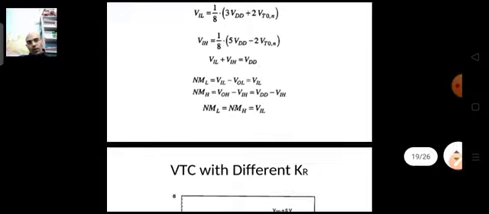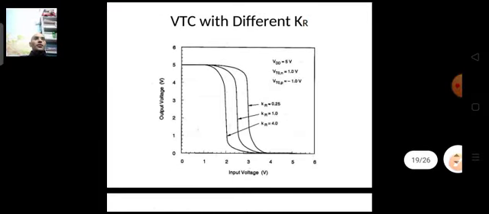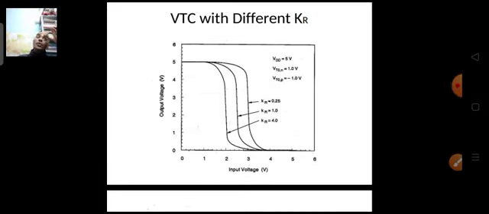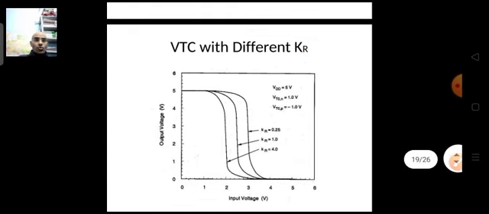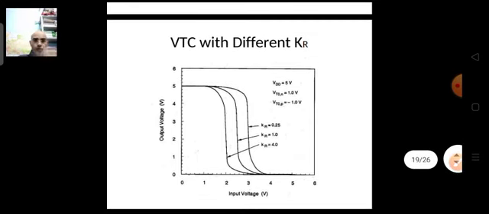Now let's move on to the discussion of how this VTC changes with change of different parameters and on what factors this depends. Our VTC, the voltage transfer characteristics, changes, the shape remains the same, but it shifts.